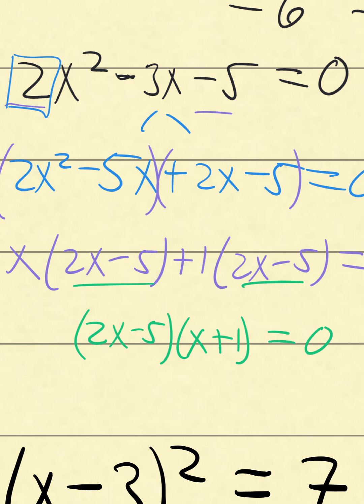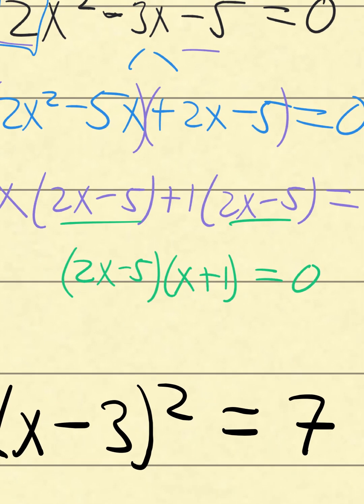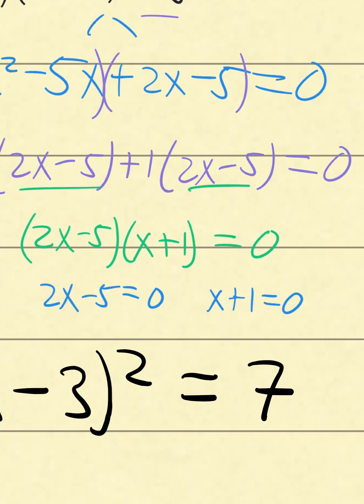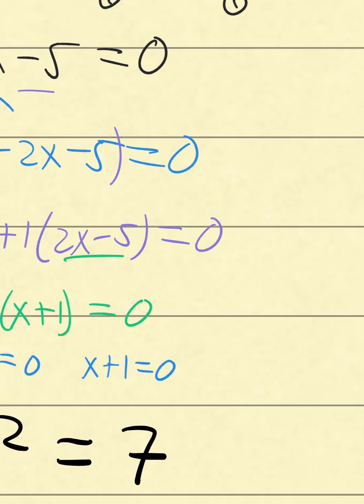So far so good? What do we do from here? Very good, set them both equal to 0. 2x minus 5 equals 0, and we get x plus 1 equals 0. Let me write those up here.